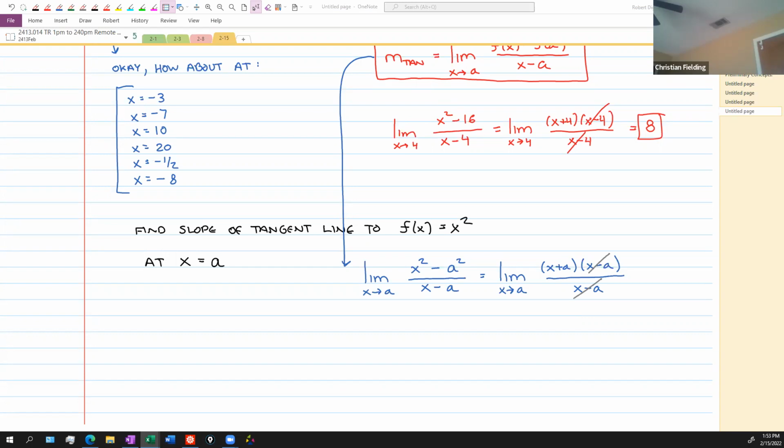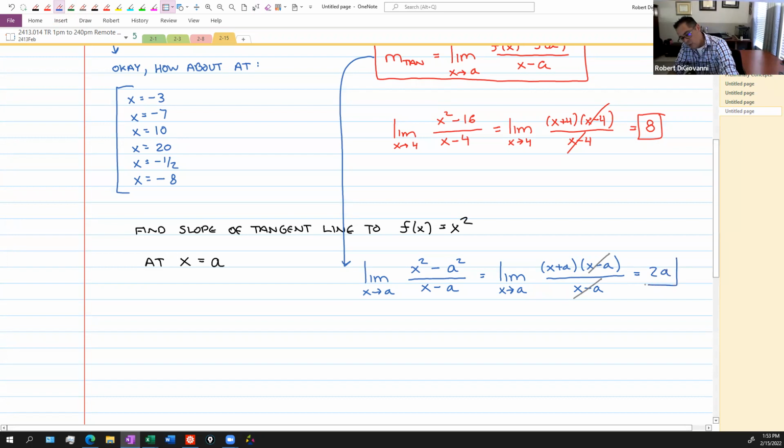I'm here. Christian? Here. Yeah, so what do you get here? What's the limit? X plus A. Okay, so take the limit though. In the limit, what's approaching what? X is going to A. So it'll be a plus a, which is 2a.